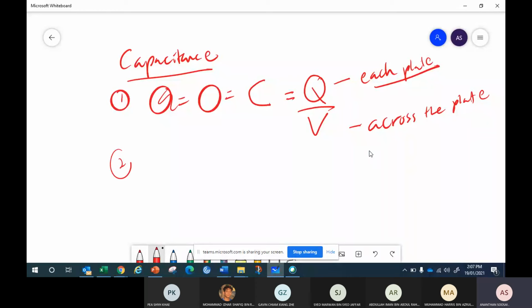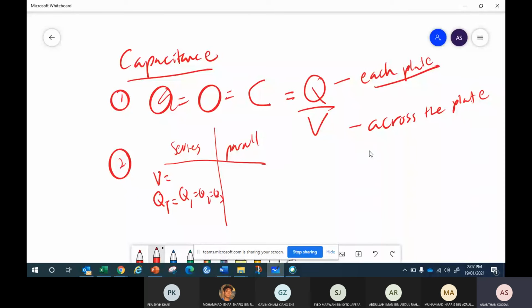Second formula you learn is about series and parallel capacitors. When connected in series or parallel, you know all the formulas. The V is the same as your resistance; now your current is changed to charge. In series, the total charge is the same. The total capacitance in series: 1 over C total equals 1 over C1 plus 1 over C2. In parallel, C total is C1 plus C2 and so on, and Q total in parallel is Q1 plus Q2 plus Q3. That's what happened for current in your resistor.